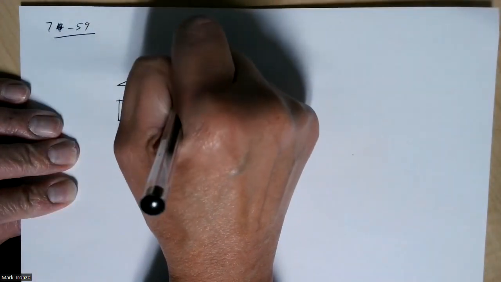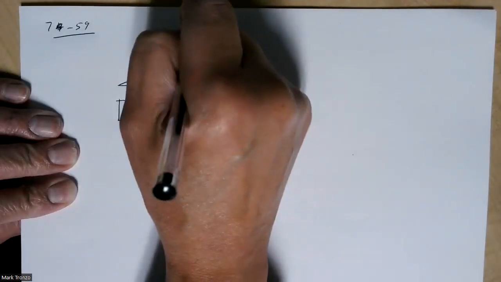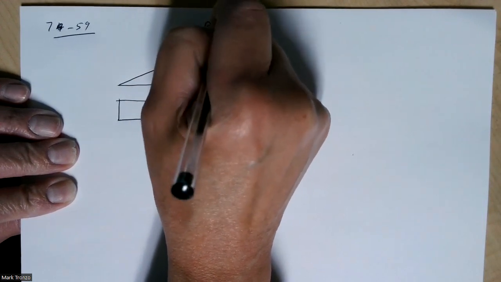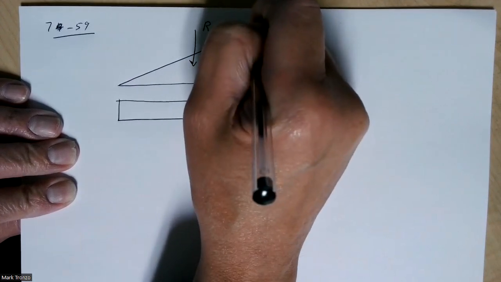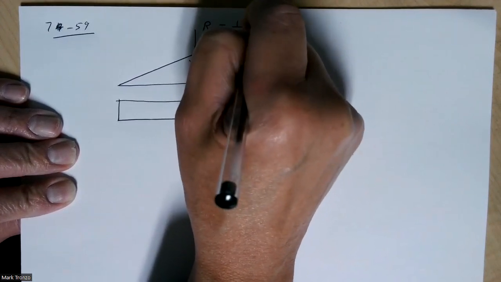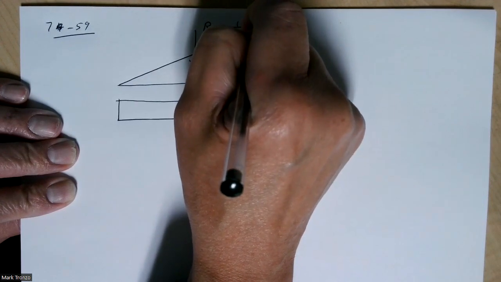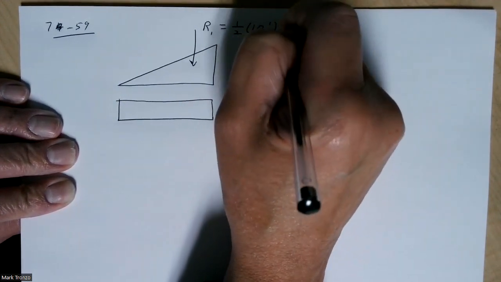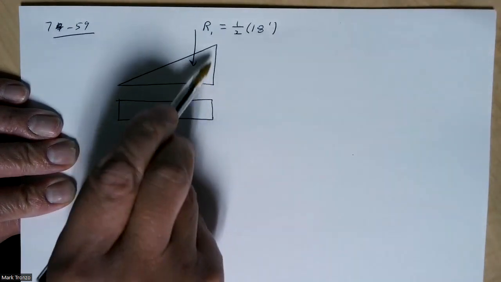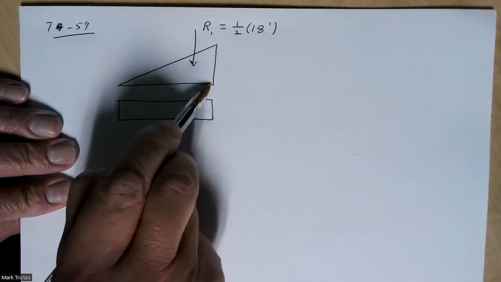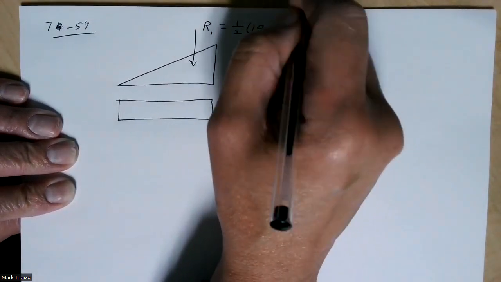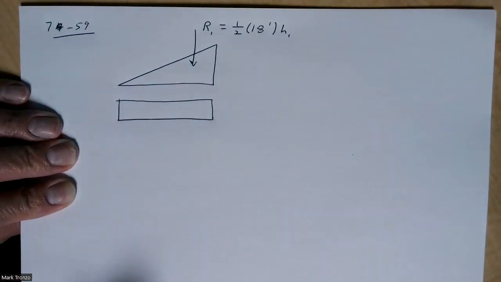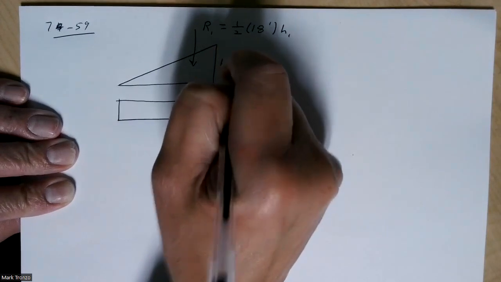And so this is going to be F. The force here, I don't know if you want to call it the resultant force or the force of this triangle, is going to be, remember, 1/2 the base, which in my case was 18 feet across, times the height. Whatever that difference was, wherever this triangular part started. Let me call that H1 here, maybe.